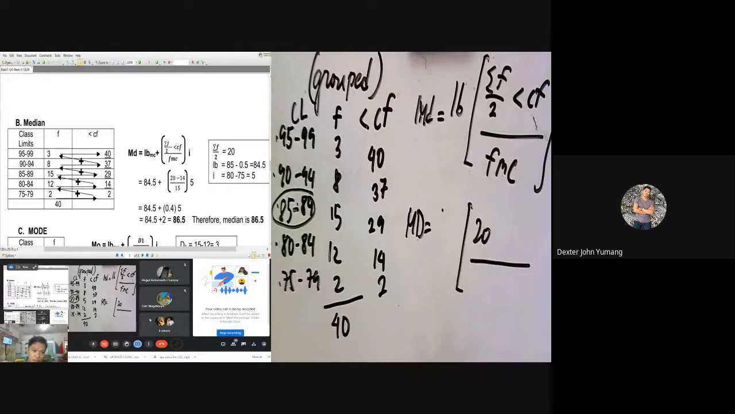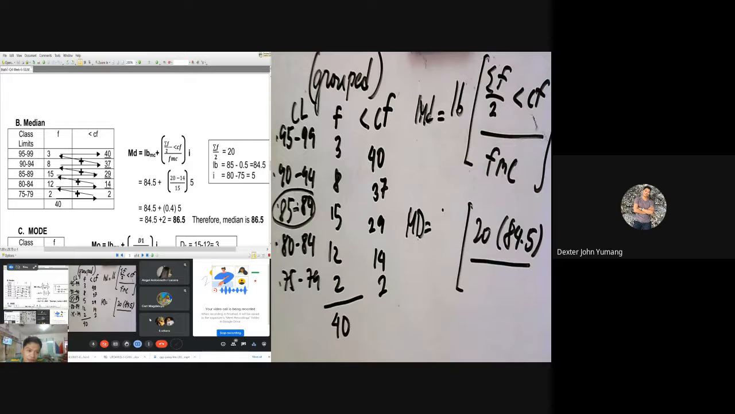So kukunin natin yung lower boundary niya. Ito yung higher boundary 89. Ito yung lower boundary 85. So minus na natin yun siya ng 0.5. Magiging 84.5 na siya. So imumultiply natin 84.5. Yan yung ilalagay dyan. Okay?